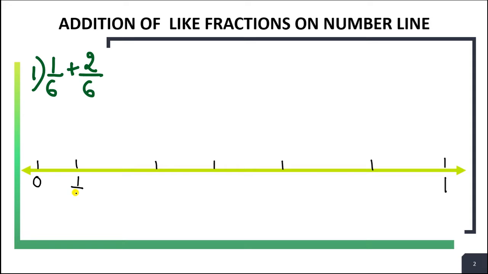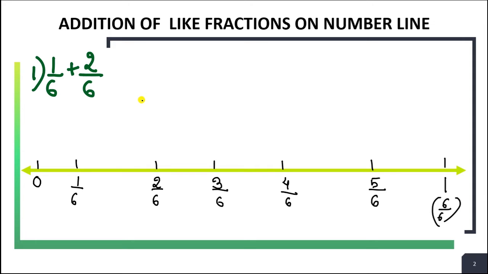Okay, so first let us represent all the answers. That is 1 by 6. It is given 6 intervals. Start like that: 1 by 6, 2 by 6, 3 by 6, 4 by 6, 5 by 6, or 1, that is 6 by 6. 1 is also 6 by 6, right? So this much we have.